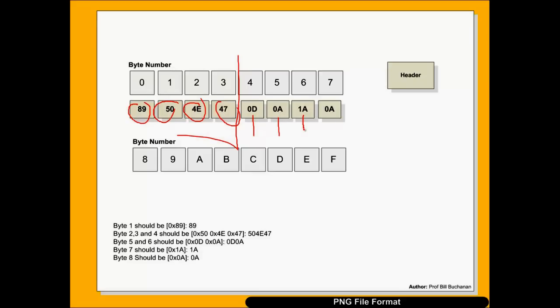We have an end of file character there, and then another one which is the line feed, and this is really there to detect DOS to Unix type conversions. So that's the basic format of the header.